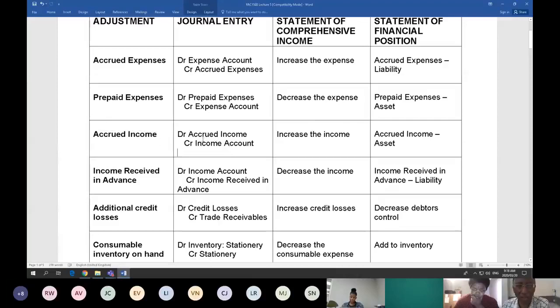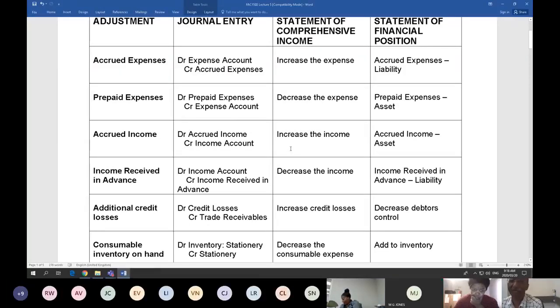To record that in your journal, you will debit accrued income. Assets increase on the debit side, as you may recall, and we credit the income account. So if it is rent income that is still outstanding, debit accrued income, credit rent income. If there is interest on fixed deposit outstanding, debit accrued income and credit your account interest on fixed deposit.